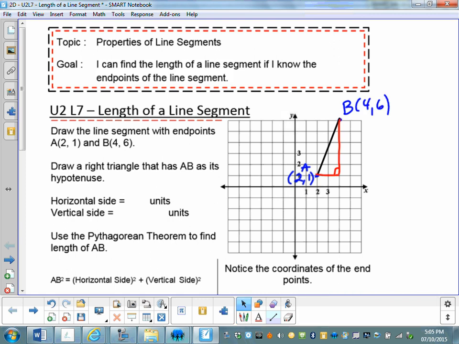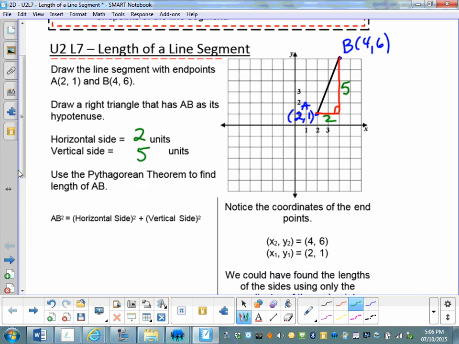And if I take a look at the sides of my right angle triangle, this bottom side is 2 units, and the vertical side here is 1, 2, 3, 4, 5 units. So the horizontal side is 2 units, the vertical side is 5 units. So now I'm going to use Pythagorean theorem to find the length of side AB there.